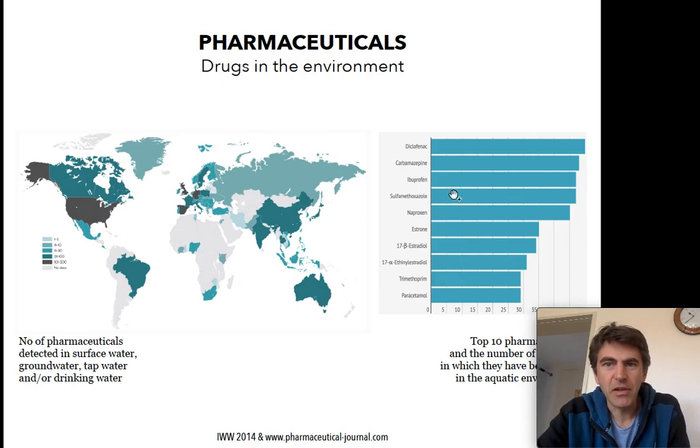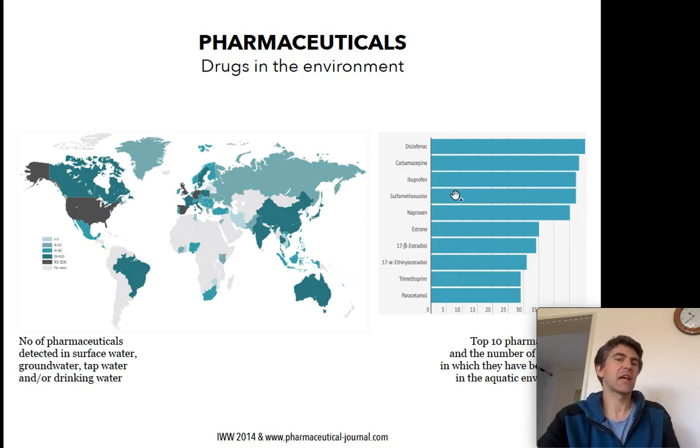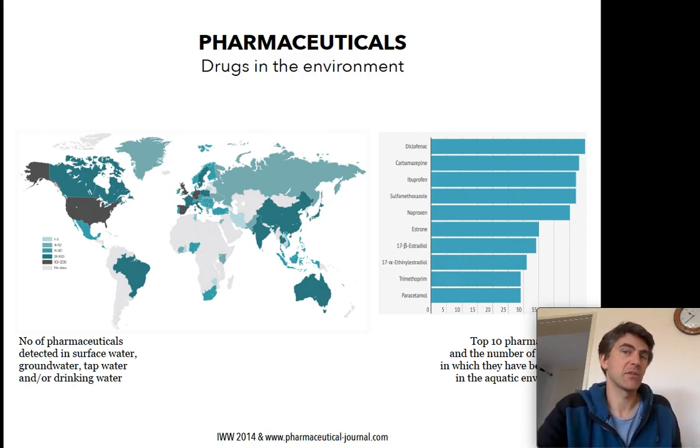Sulfametho-something is an antibiotic. So we have different kinds of pharmaceuticals here that end up in the environment. So antibiotics, painkillers, anti-inflammatory drugs, those kinds of things. Also hormonal drugs like we might use in contraception, for example, also end up in the environment.